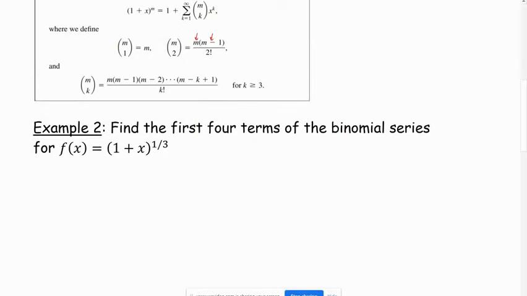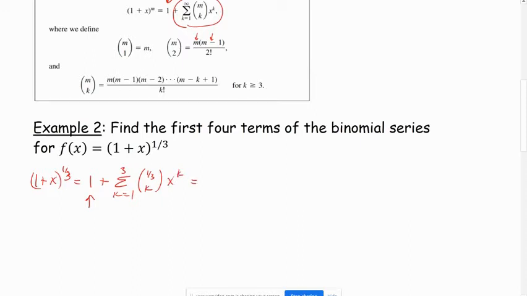And so according to this theorem, (1 + x)^(1/3) should be equal to, looking here, 1 plus this sum. So that's going to be the sum from k equals 1. We're looking for the first 4 terms. We already have 1 term here, so we only need 3 terms from the summation. And then it's going to be m, which is 1/3, choose k, x to the k.